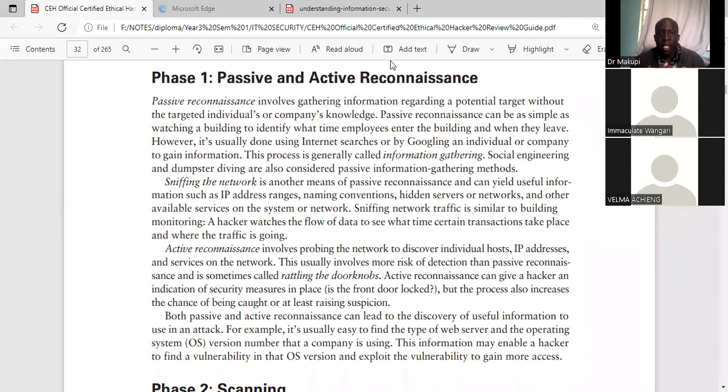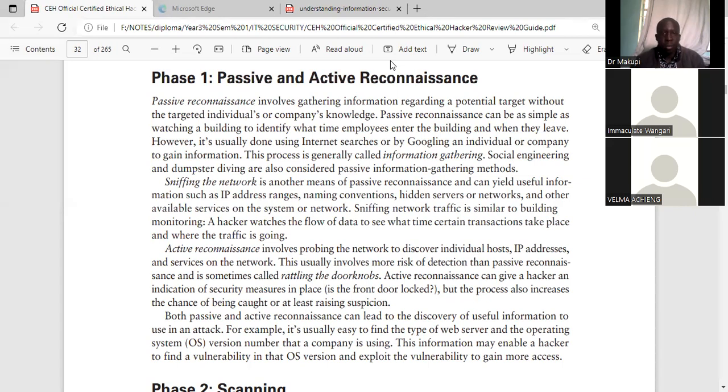So this is usually done on internet searches by Googling an individual or a company to gain information. This process is generally called information gathering, you see. So social engineering and dumpster diving are also considered passive information gathering methods.